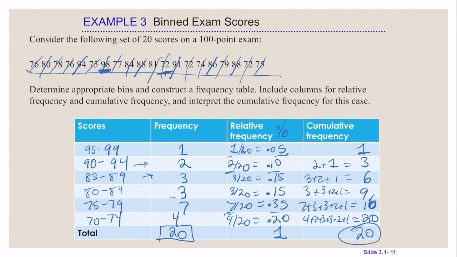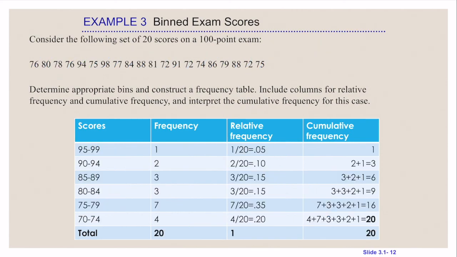That last entry should always be equivalent to the total number in your bins, or the frequency with which they occurred. Again, I did include the answers, so you can always check your work.